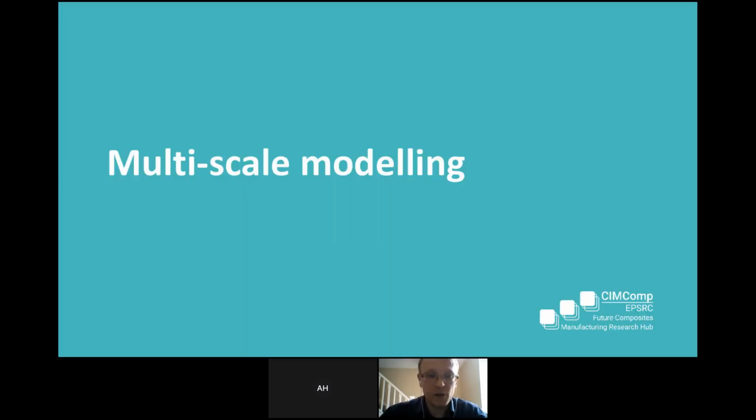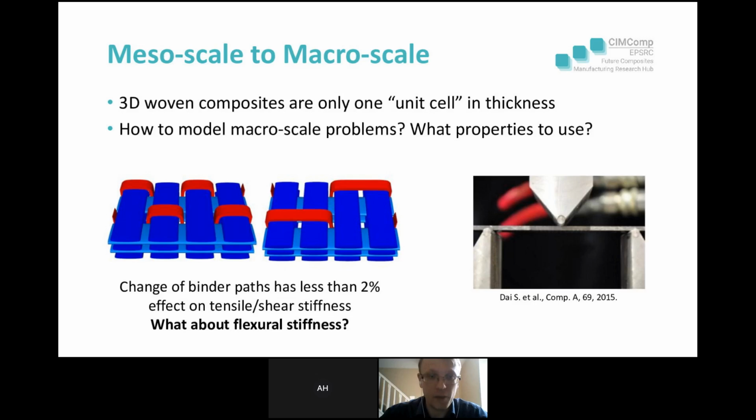Now I'll talk a bit about multi-scale modeling, and primarily I will talk about how we can get from the meso-scale to the macro-scale. 3D woven composites, and 3D composites in general, are often only one unit cell in thickness. Which means they are relatively thin compared to their in-plane size, where the unit cell is repeated multiple times in X and Y directions. So how do we get macro-scale properties from this unit cell? And actually, what properties do we need?